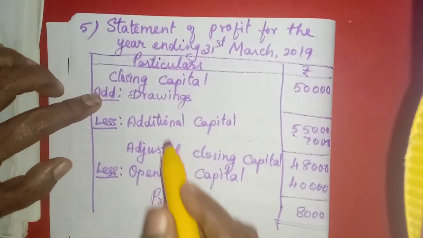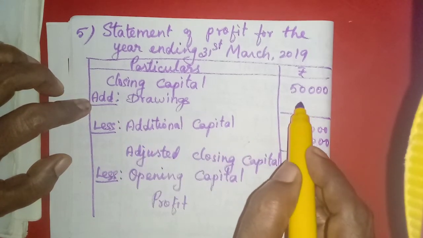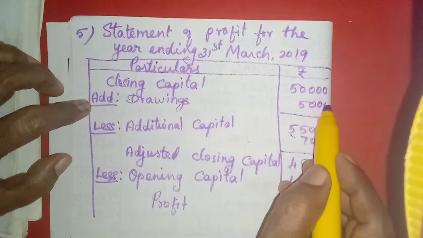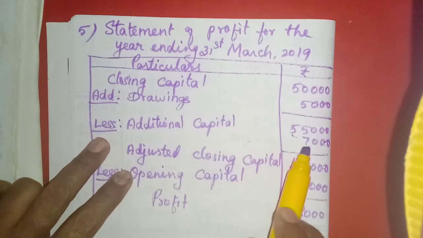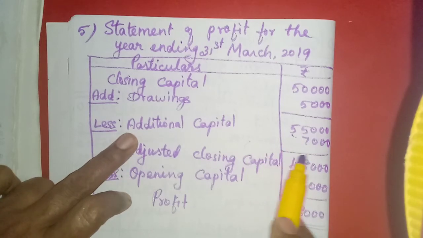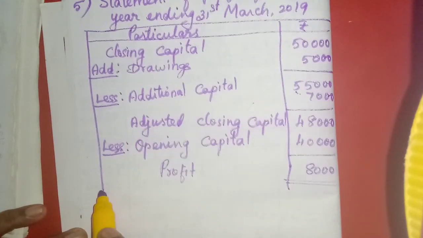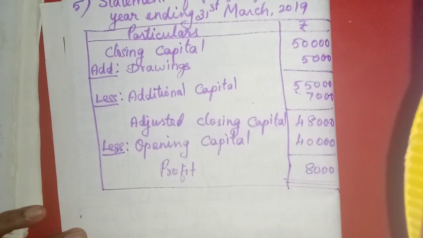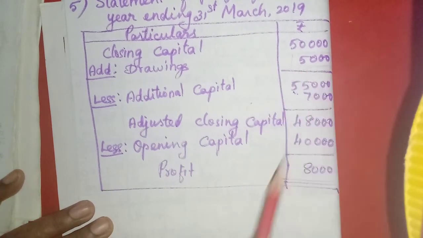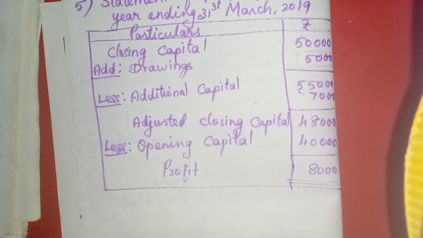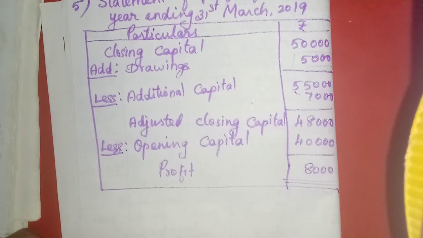Then add drawing. So we need to deduct. Add means less. 55 minus 5, 5,000. Now you check 50,000 plus drawings, add 55. From there, if you deduct additional capital 7, 48, there if you deduct 40, we will get 8. Then again you can mark the drawings as the answer. Otherwise, therefore drawings is equal to rupees 5,000, you have to write.